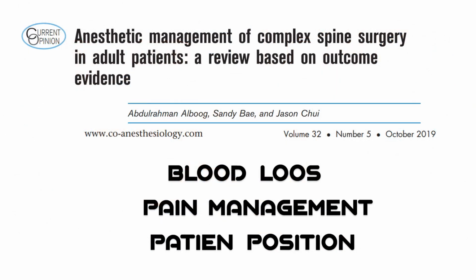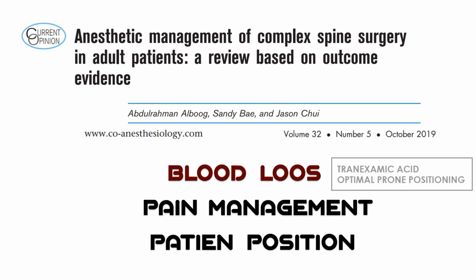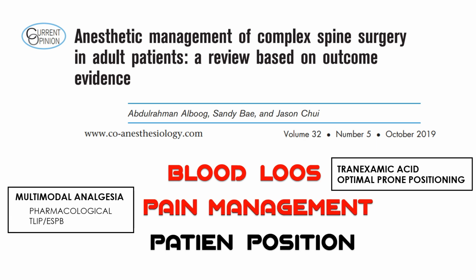Returning to the article already mentioned in previous slides, the anesthetic management of spine surgery is often challenged with significant blood loss, difficult pain control, and risk of position-related complications. Prophylactic tranexamic acid and optimal prone position to avoid abdominal cava compression are effective blood conservation strategies in spine surgery. Routine, preemptive, and multimodal combined use of gabapentinoids, ketamine, and opioids to optimize pain control after spine surgery is recommended.